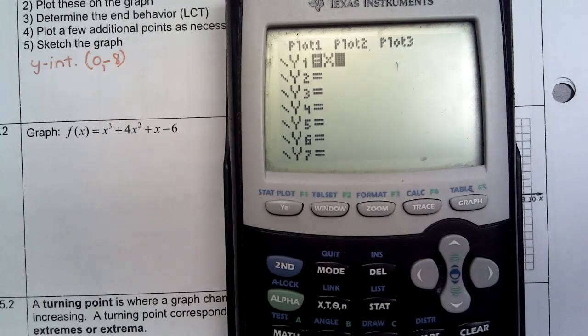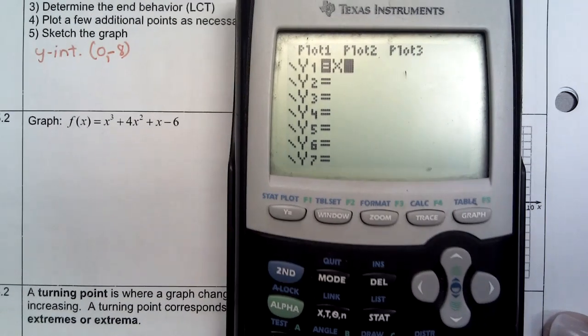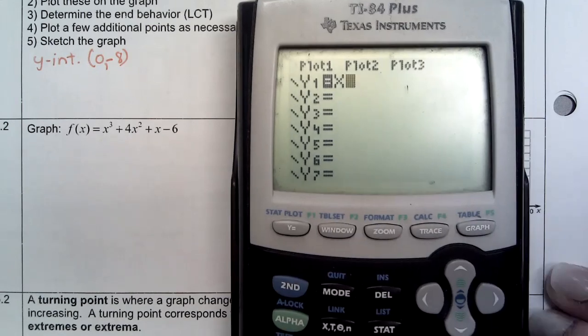Sometimes you guys say, oh, Ms. Nielsen, it's an R, but I put an X. Is that okay? Yes, that's okay. So now that's an X. It's raised to the third power.